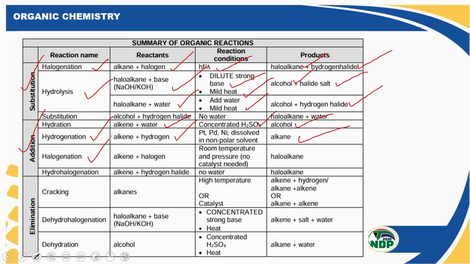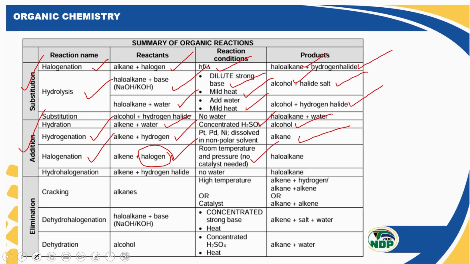And reaction number 3 on addition is your halogenation. You are reacting an alkene and a halogen. Now you need to remember, when we talk about the halogen that is reacting with that alkene, a halogen is a diatomic molecule. If you look at a halogen, for example chlorine, it will be Cl2. Now when you are reacting an alkene with Cl2, you will get a haloalkane that has 2 halogen substituents. And obviously, the reaction conditions should be room temperature and pressure, but no catalyst is needed. You get as a product a haloalkane.